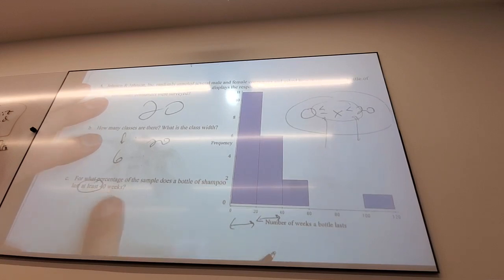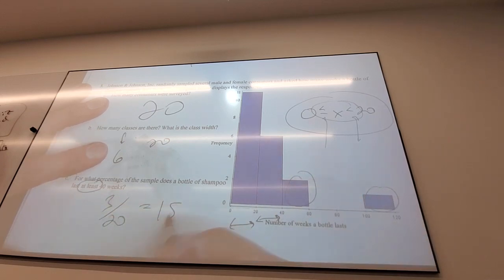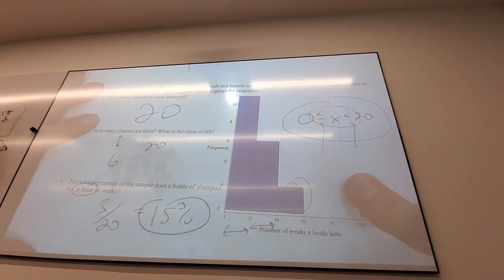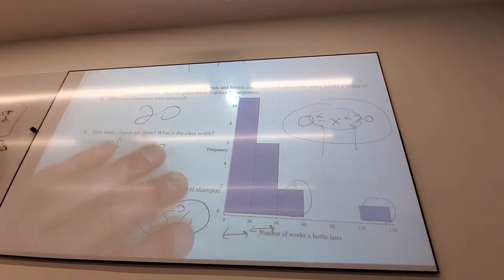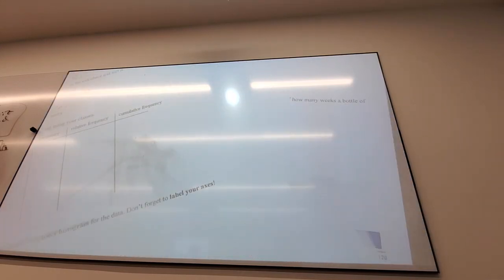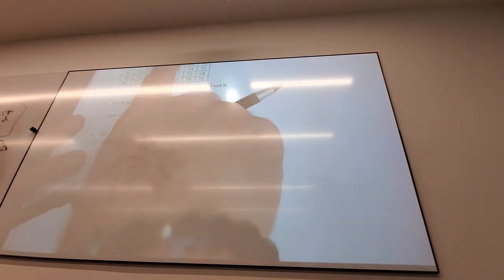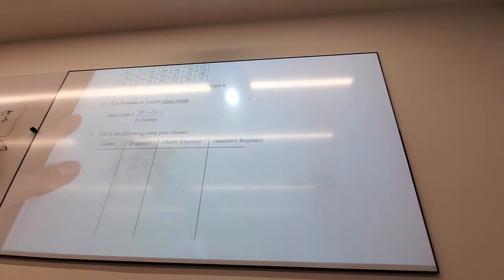So, at least 40 weeks is 40 or more. That would be a total of how many people? Three out of 20 people is what percent? 15%. So, you need to be able to read a histogram that somebody else has made. That's relatively easy. And what we'll do first thing next time after the quiz is create our own histogram.